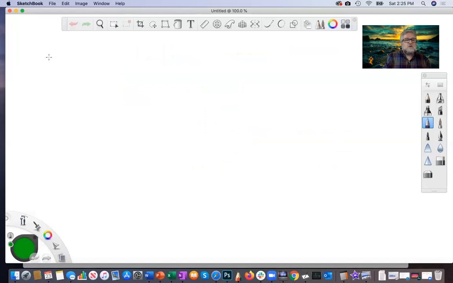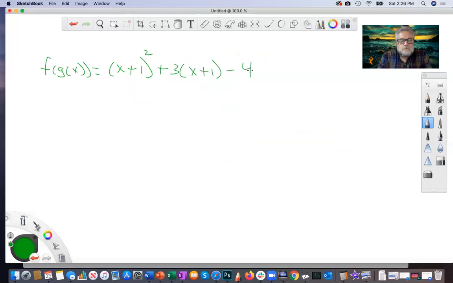Okay, so here's f of g of x equals x plus 1 squared plus 3 times x plus 1 minus 4. You got to ask yourself, what's the thing that's being put into the function? And I'm going to say the thing that's getting put into the function is x plus 1.